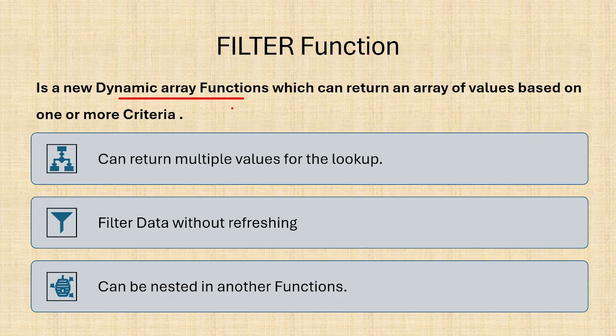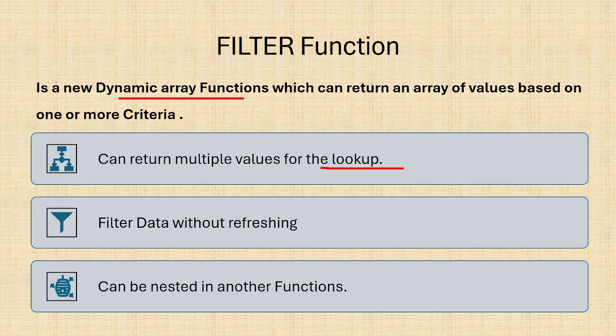That's the new type of functions in Excel where, when you write any function, it can return multiple values, which can be multiple rows of values, multiple columns, or it can be matrix data, both rows and columns together. Now with the help of the filter function, I can return multiple values for the lookup.